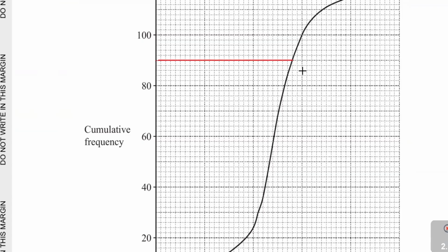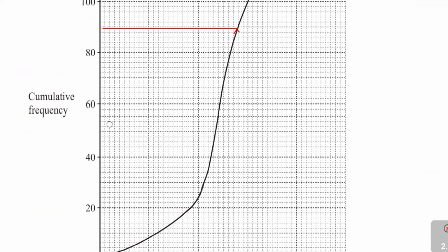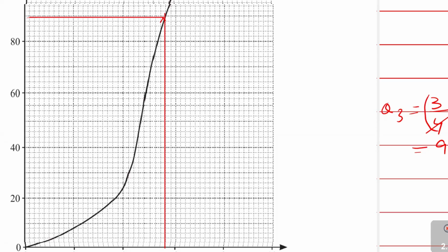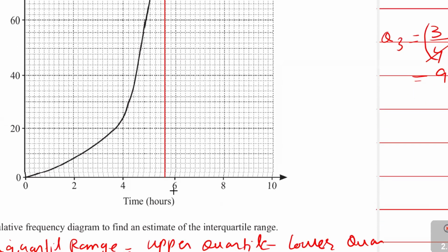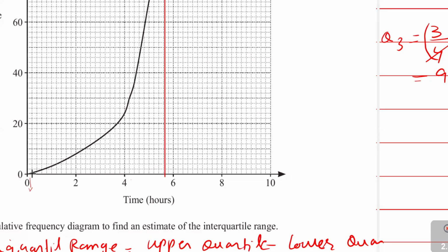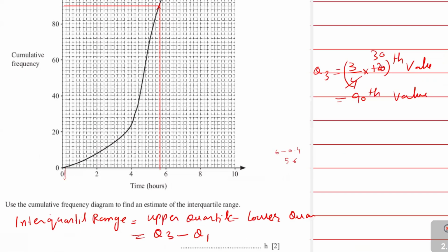This horizontal line intersects the graph at this position. Now we will draw the vertical line from this position. This is the vertical line. It intersects the time axis at this position. And look here, one small square represents 0.2. Therefore, this position would be 6 minus 0.2 minus 0.2, 5.6. Therefore, we write here the 90th value is 5.6.